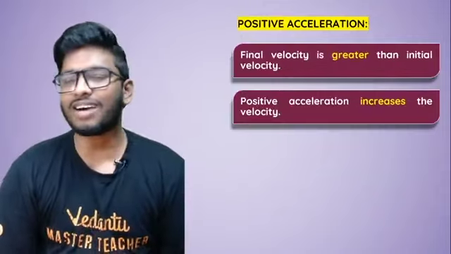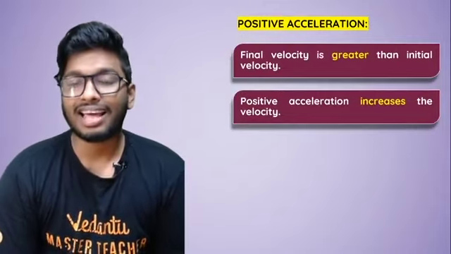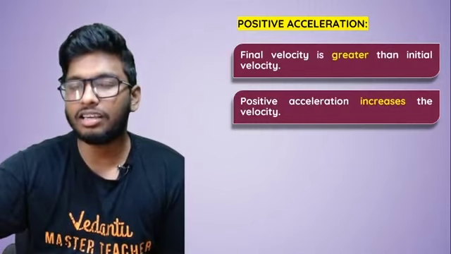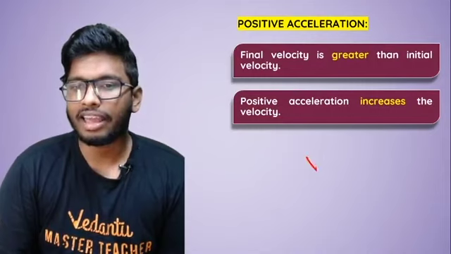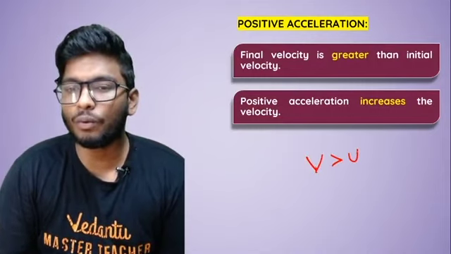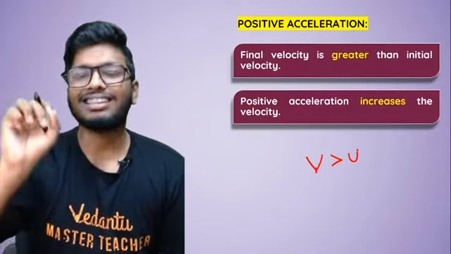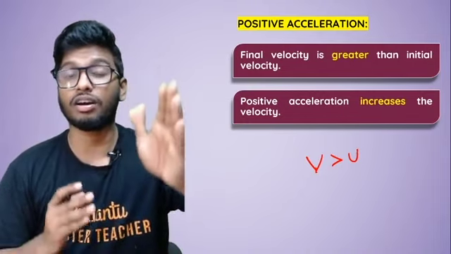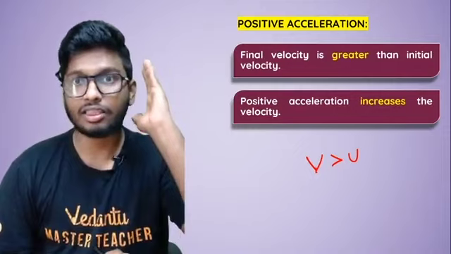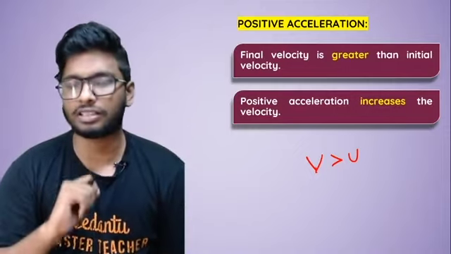Now, positive acceleration is one in which the final velocity is greater than initial velocity. In other words, if v is greater than u, then you can say that the acceleration is going to be positive, which means that the body's velocity is increasing. All right, the body's velocity is increasing. That is what it means.